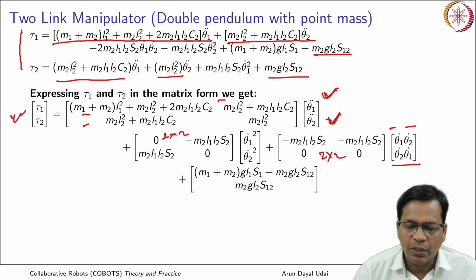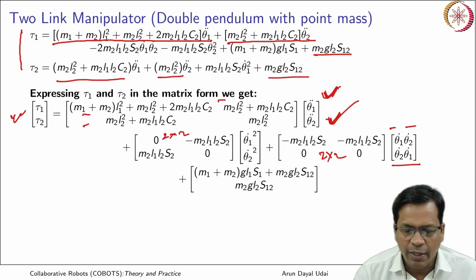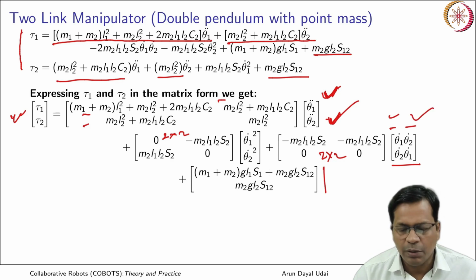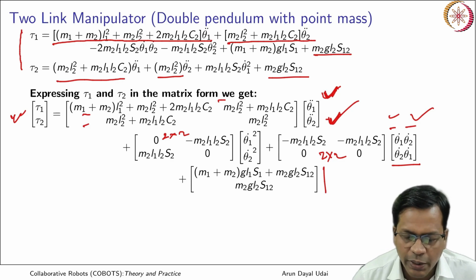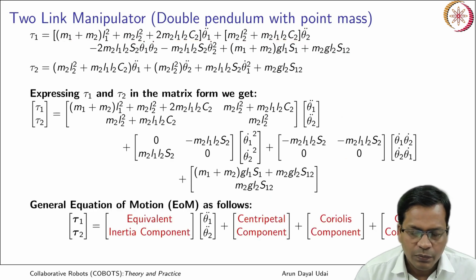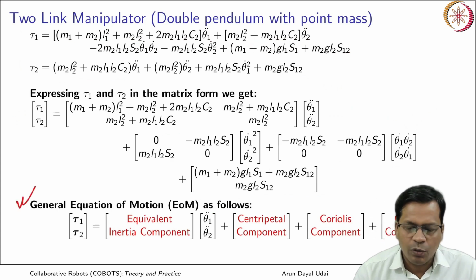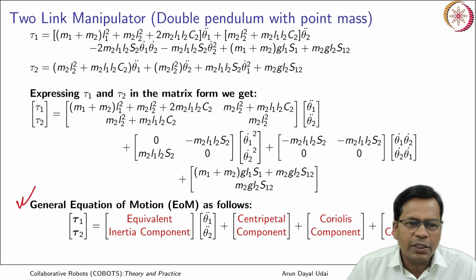The first term will have joint accelerations, the second term will have joint velocity squared, the third term will have the product of joint velocities, and the last term doesn't depend on joint velocities. It only depends on joint angles. So now this is the general equation of motion for any robot. It can be expressed like this.